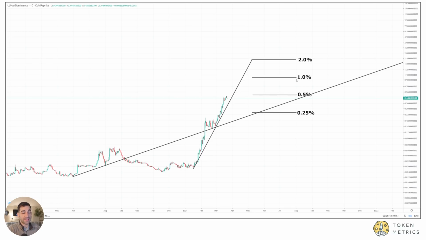We also want to build in 2 bullish scenarios at 1.0% and 2.0% market dominance for Luna this market cycle, just in case it continues to see this parabolic growth, where it continues to climb on this steeper trend line. Now, as far as which scenarios I feel are more likely, I think somewhere between 0.25% and 0.5% is more likely for Luna.